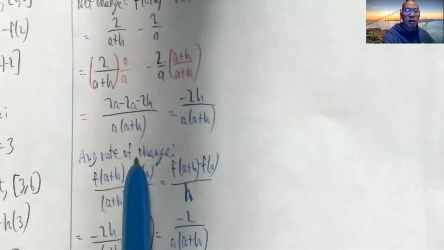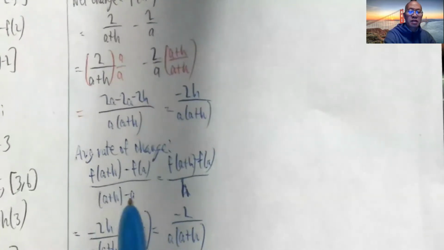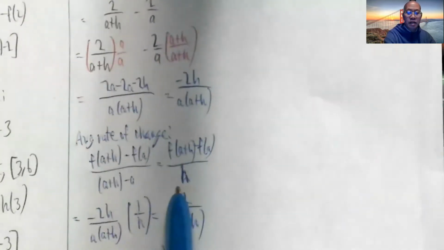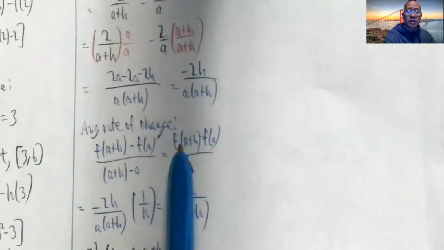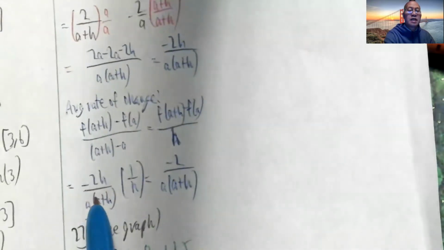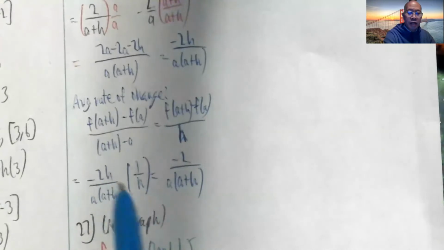So the average rate of change is f of a plus h minus f of a divided by a plus h minus a. Well, the bottom is just h. So I take the answer that I got for the first part, f of a plus h minus f of a is all this. Divide by h, which is the same as multiplying by 1 over h. H cancels out, negative 2 over a times a plus h.